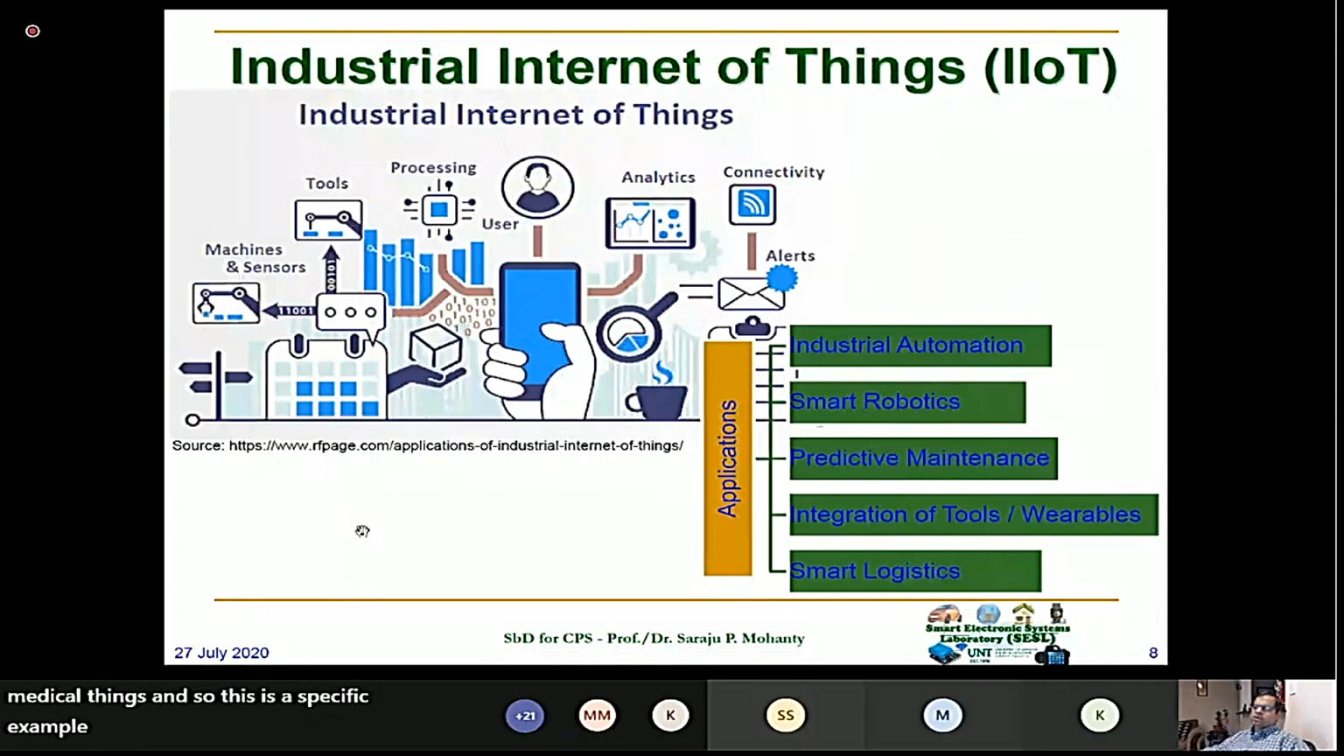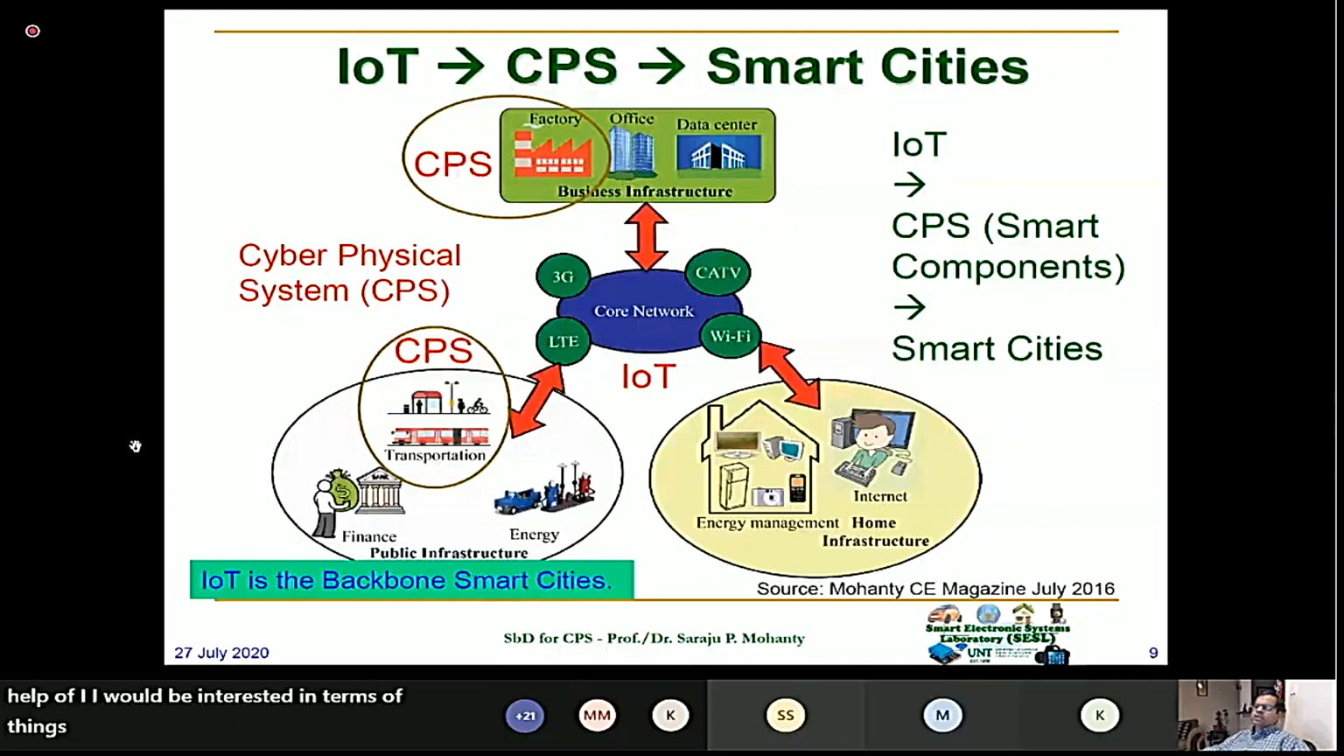Another example is the industrial Internet of Things. Here IoT is applied in industrial manufacturing and so on. Industrial automation and predictive maintenance are all done with the help of the industrial Internet of Things. Similarly, we can envision other things like the Internet of Agro Things and the Internet of Energy for the energy sector.